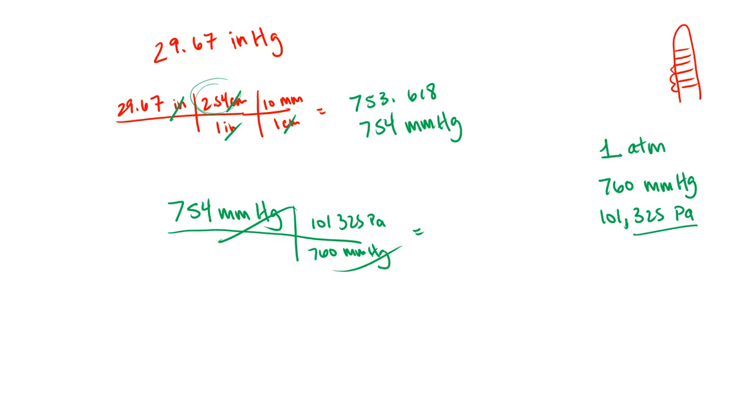754 times 101,325 pascals divided by 760 millimeters of mercury gives us 100,525 pascals. With sig figs, we're going to keep 101,000 pascals. And there's what we'll plug in for the P in PV equals nRT.